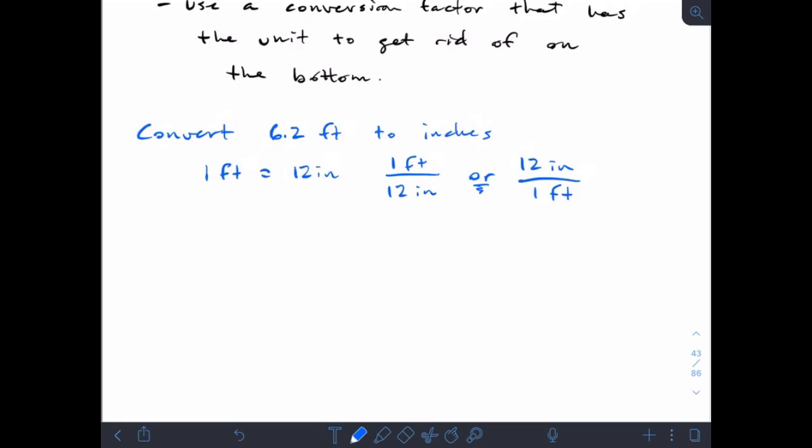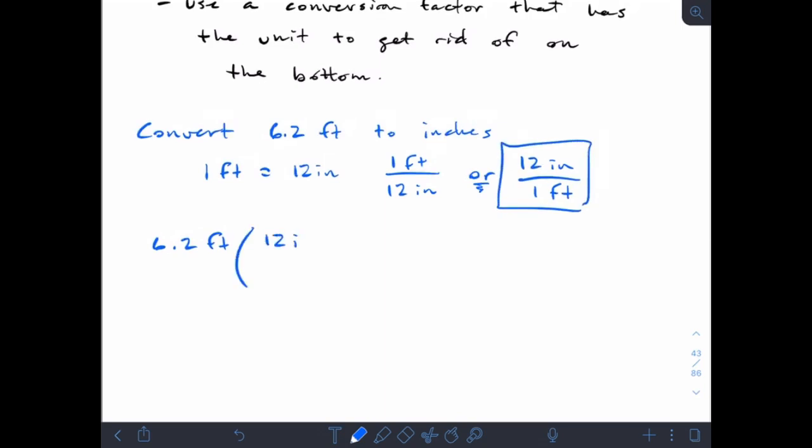To solve the problem, I'm going to start by writing my given information, 6.2 feet, and then I'm going to use a conversion factor that has feet on the bottom. That is this one. So 12 inches over 1 foot.